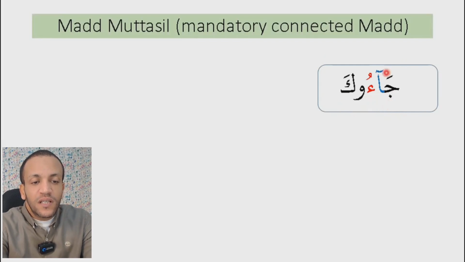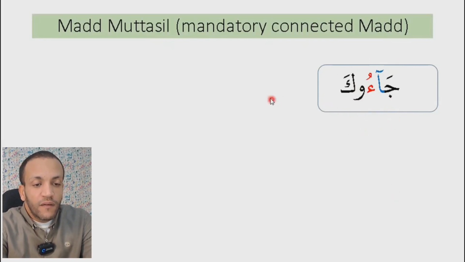The first section, with the letter alif here, is mad muttasil, connected mad. The second case is the letter waw. The letter alif must be prolonged 4 harakat, and the letter waw here 2 harakat. So pay attention to this.